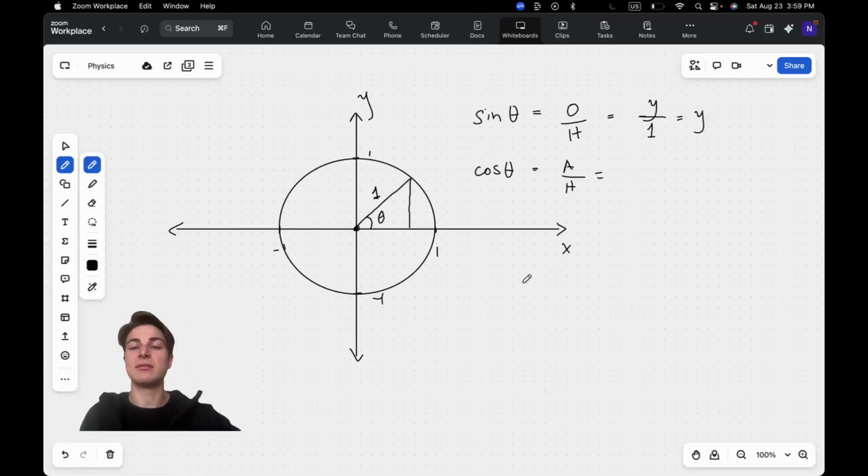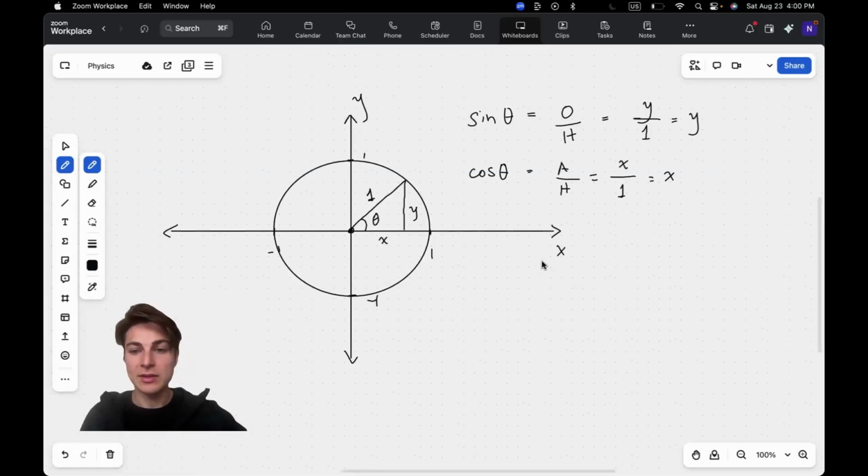And the nice thing is that this concept can generalize, but we'll talk about that in a little bit. So now we've established that this is our y, and for our adjacent over hypotenuse, again, the adjacent side to theta, that is not the hypotenuse, is going to be our x value over our hypotenuse of 1. Therefore, cosine theta for the unit circle is equal to x.